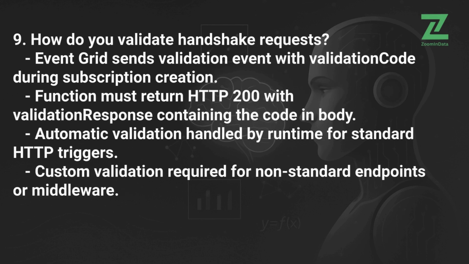9. How do you validate handshake requests? Event Grid sends a validation event with a validation code during subscription creation. The function must return HTTP 200 with a validation response containing the code in the body. Automatic validation is handled by the runtime for standard HTTP triggers. Custom validation required for non-standard endpoints or middleware.